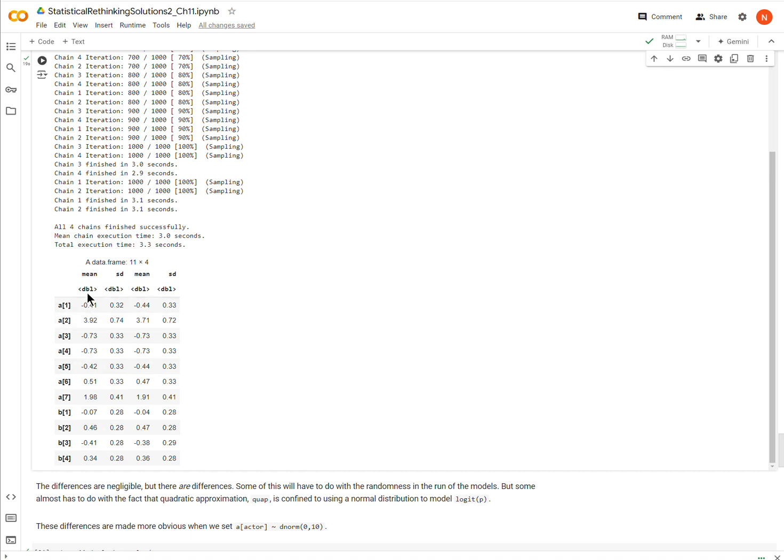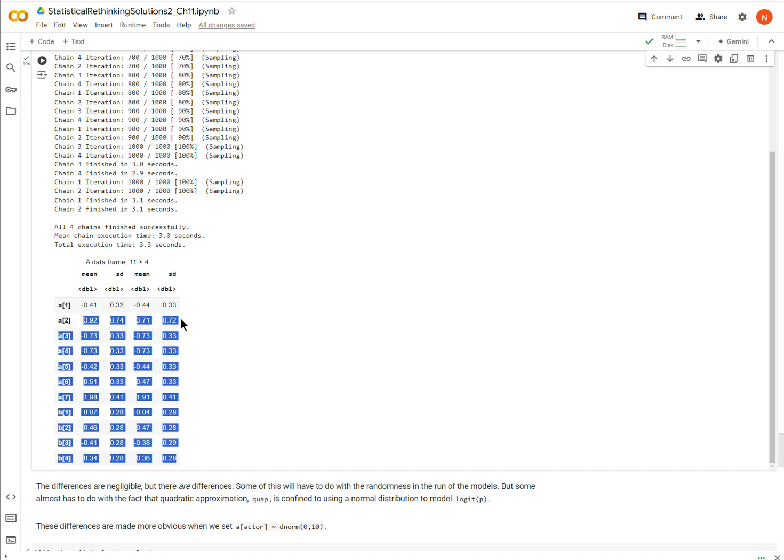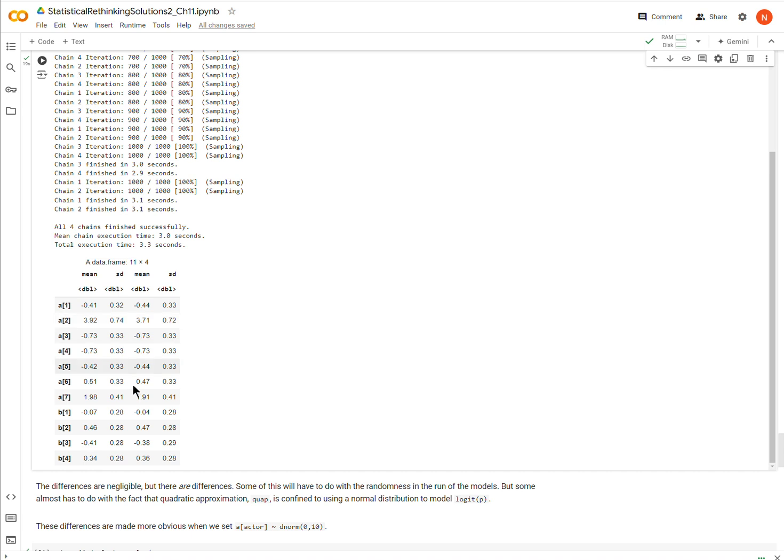But the left two columns are the ulam approximation for precis. So we have the mean and standard deviation, and then the quap. If I'm looking through here, they don't look that different, although I guess the biggest difference here is a2. But there are differences here, and part of that difference is going to be just because of the randomness that is inherent to the runs of the models.